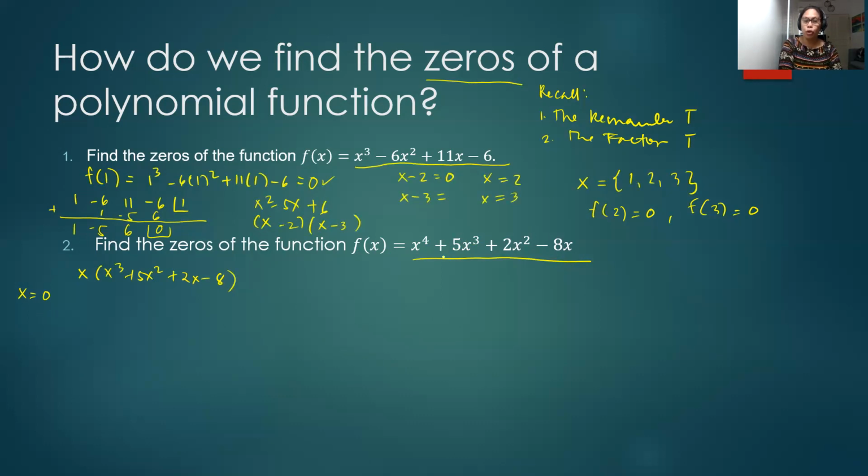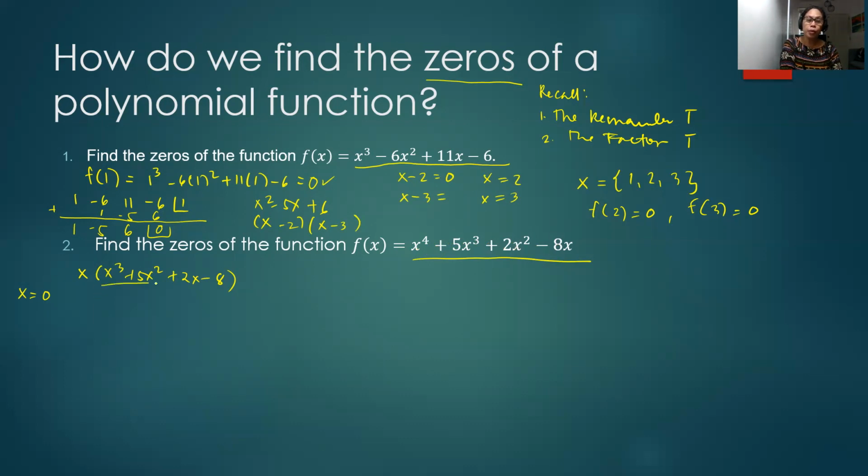Now, very obviously, when you substitute 0 to all x here, then it will result to 0. If each term here is multiplied by 0, of course, we expect a value of 0. So f of 0 equals 0, meaning 0 is one of the zeros.